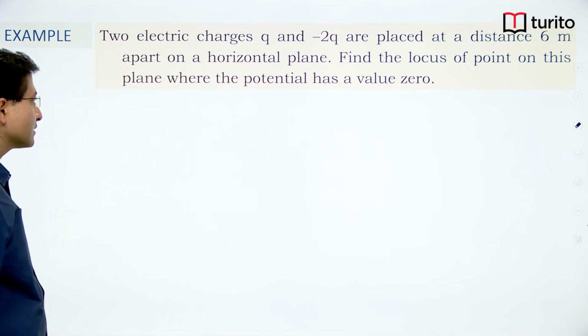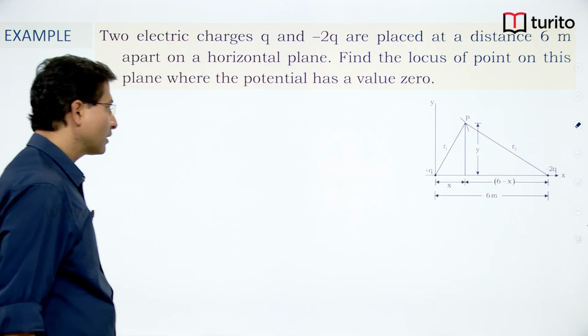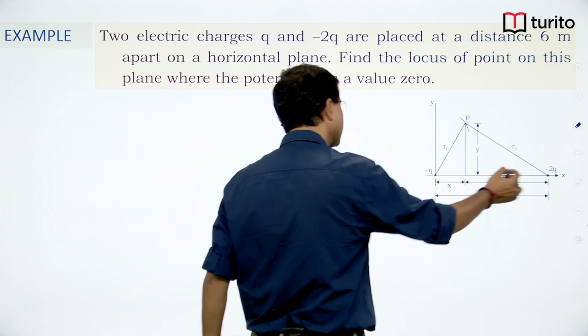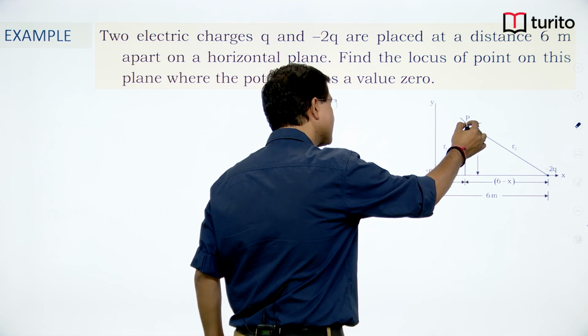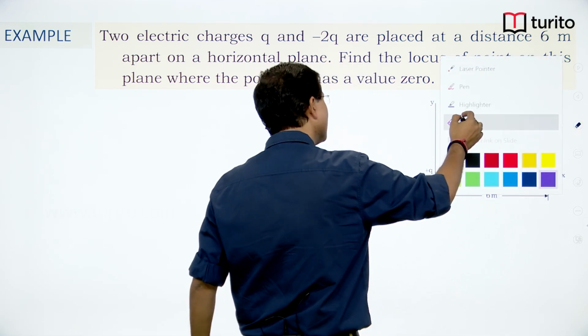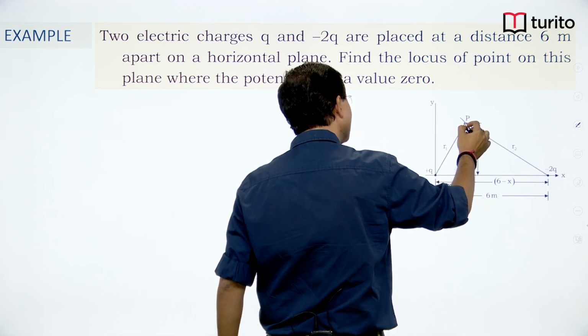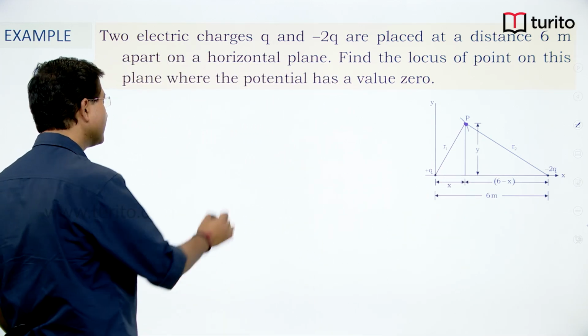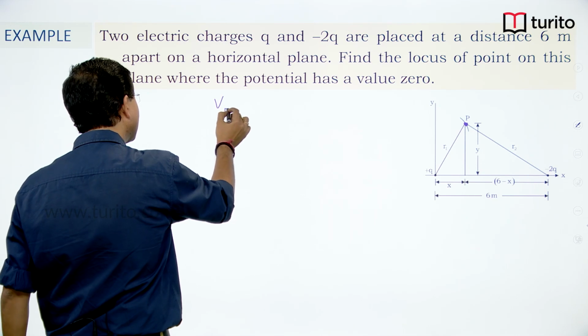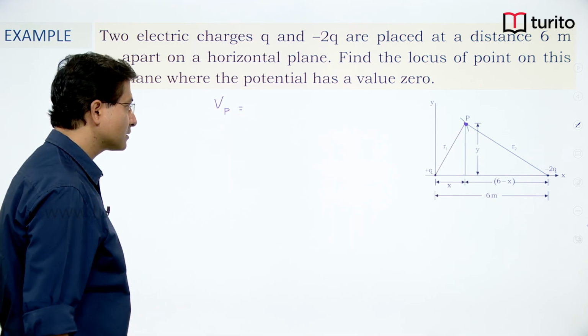So, let us take two charges on the xy plane, one here and another here, and let us take a general point P, where I can easily write the potential. What do I write? Potential at point P. There are two charges in the system.